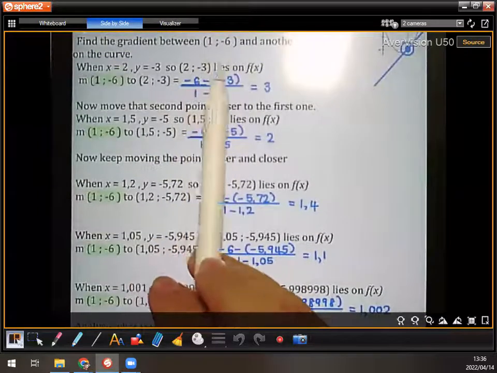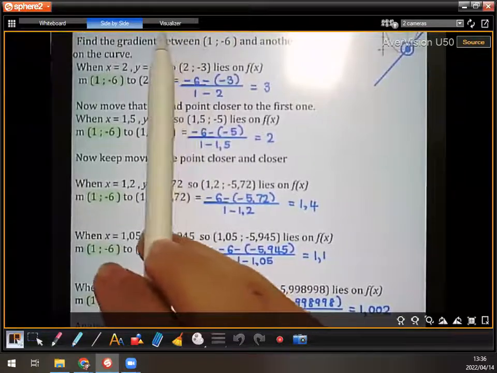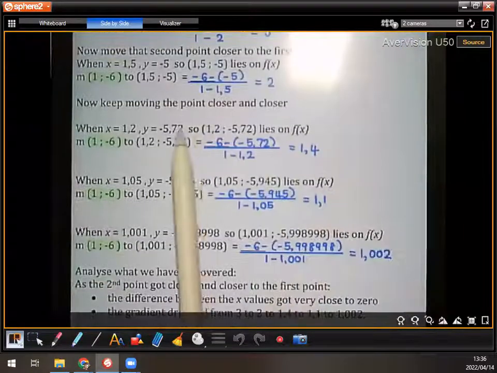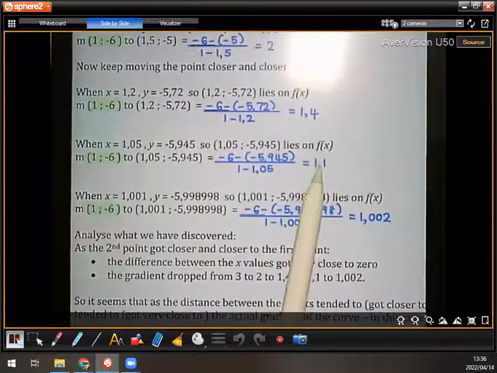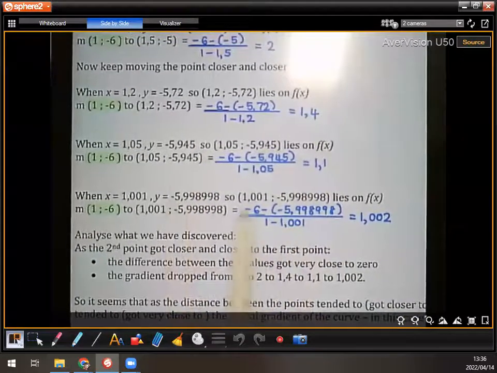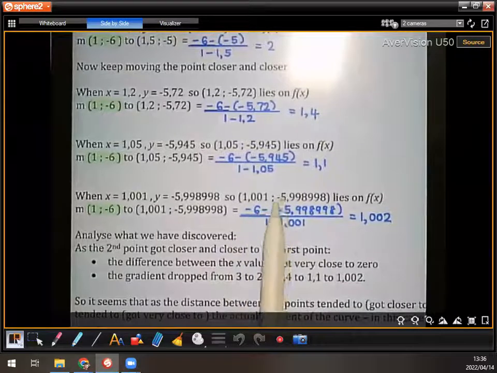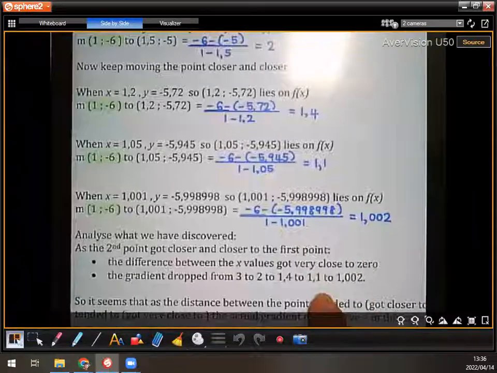Then we went back from 2. Remember, we're wanting that tangent at 1. So now instead of 2, we did 1.5. Now we're going even closer. Now we're doing 1.2. Then we're doing 1.05. The gradient there is 1.1. Then we're so close to this point, guys. You see that 1.001? That's almost on that point. Then we're getting a gradient of 1.002.